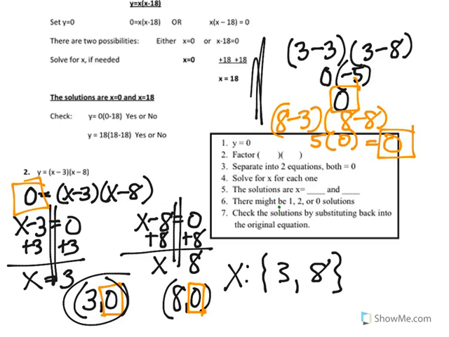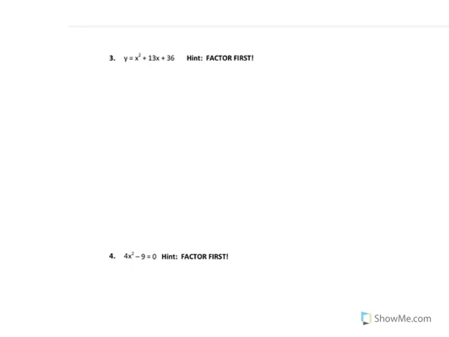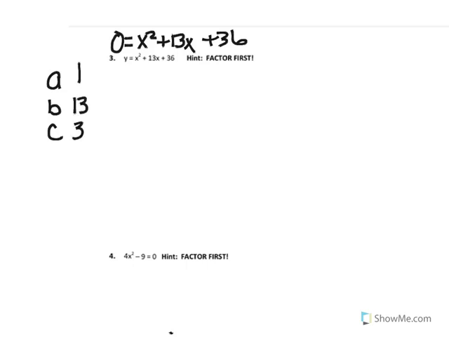Okay? So let's look at some of the problems on the back. On both of the samples that you had on the front, the quadratic equation was already factored for you. Now we're going to have to factor it ourselves to figure out our solutions. So remember, we want y to be 0, so we're going to say 0 is equal to x squared plus 13x plus 36. And we're just going to factor it the same way that we did back when we were doing our factoring lessons. So a is 1, b is 13, c is 36.